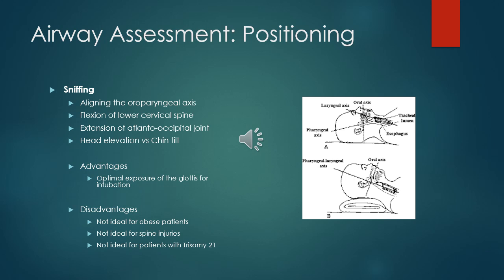Here you have flexion of the lower cervical spine, extension of the atlanto-occipital joints, and either a little bit of head elevation or some chin tilt. The advantage is that this can optimize the exposure of the glottis. The disadvantage is this is not always the best positioning for obese patients, and it certainly should never be used in anybody with a concern for a spinal injury. Also, with patients with known trisomy 21, be very gentle, as they can be at risk for atlanto-occipital instability.